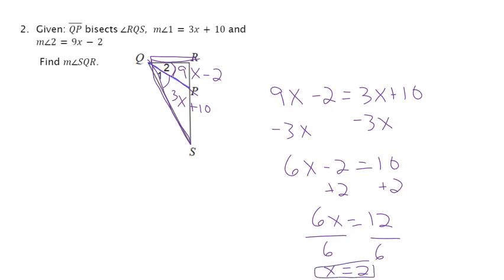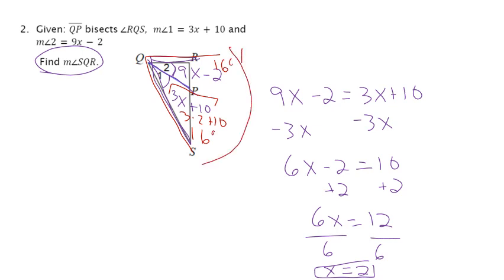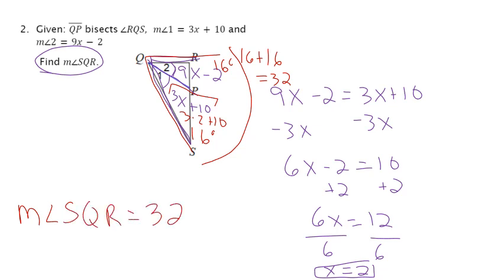And the question is, what is SQR? So SQR is the entire thing. So if I substitute in 2 in here, 3 times 2 plus 10, 16. This is also 16. They're both 16. So the entire angle would be 16 plus 16, or 32. So the measure of SQR, which is the big angle, I'd have to add both the angles and I'd get 32 degrees.